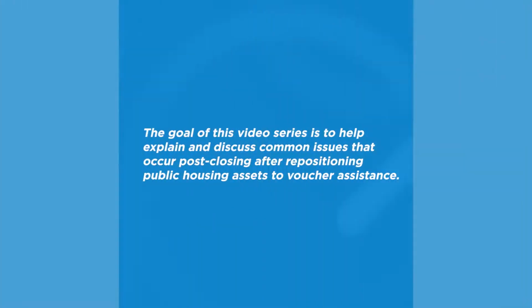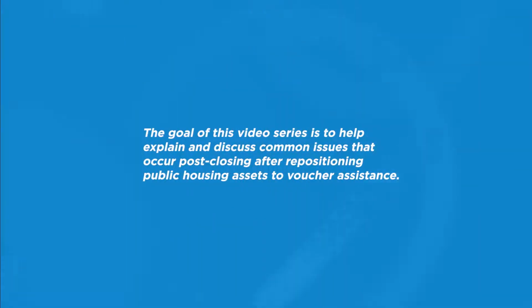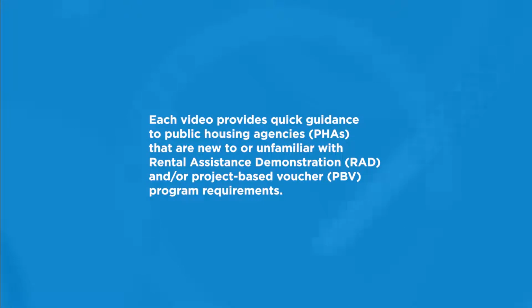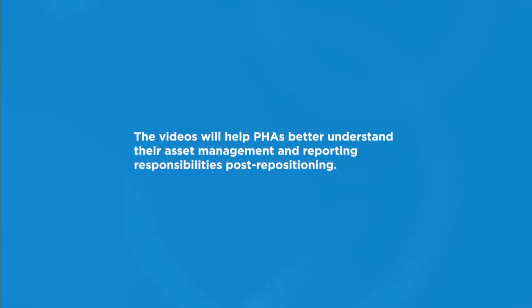The goal of this video series is to help explain and discuss common issues that occur post-closing after repositioning public housing assets to voucher assistance. Each video provides quick guidance to public housing agencies, PHAs, that are new to or unfamiliar with Rental Assistance Demonstration, RAD, and/or project-based voucher, PBV, program requirements. The videos will help PHAs better understand their asset management and reporting responsibilities post-repositioning.